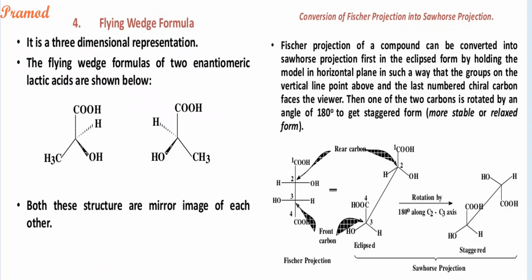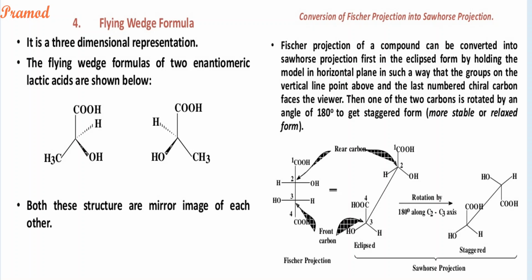The next is your flying wedge formula. This is usually used to represent enantiomers. So enantiomers are depicted by this particular structure. They are at the four angles of your tetrahedron. The groups which are towards you are shown by OH and H in a dotted line. OH and H, one is in front and one is behind, and the other two are away.